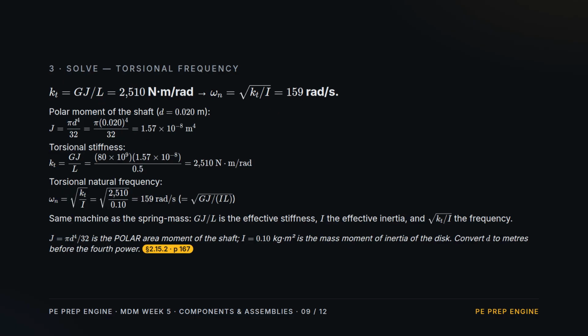Solve. Part B. The torsional frequency. The shaft's polar moment is pi times d to the 4th power divided by 32. Multiply by the shear modulus and divide by the length for a torsional stiffness near 2,500 Newton meters per radian. Divide that by the disc's inertia, take the square root, and the torsional natural frequency is about 160 radians per second. It's the same square root of stiffness over inertia machine. GJ over L just plays the part of the spring rate.